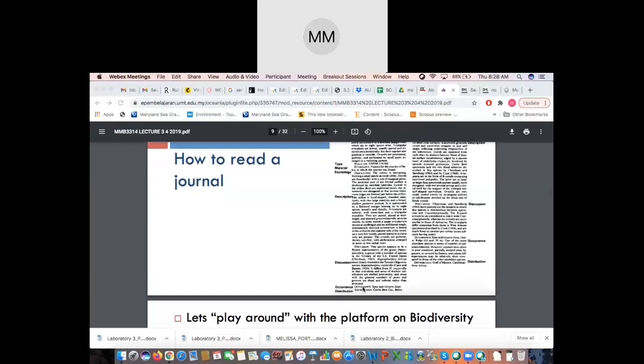Occurrence is the geographical occurrence or the distribution. Some might even give colors and sizes as well.